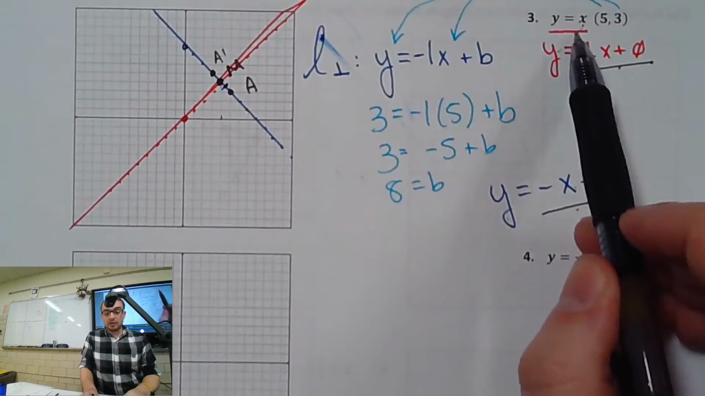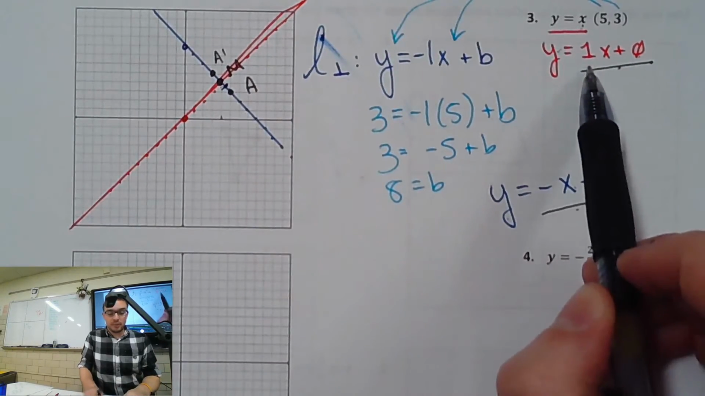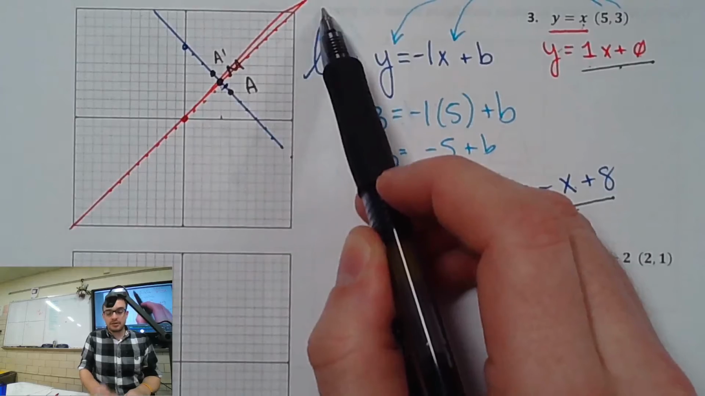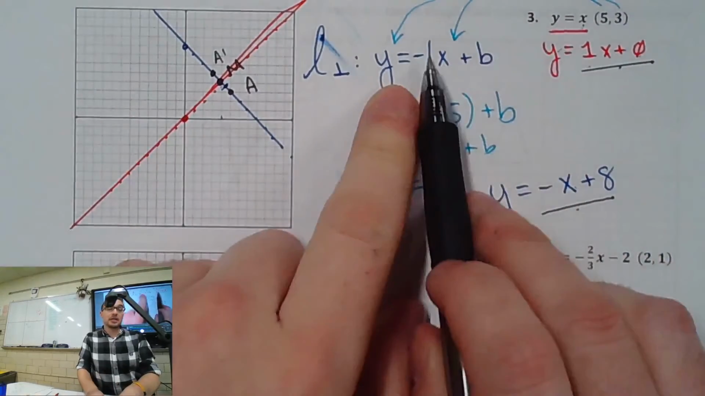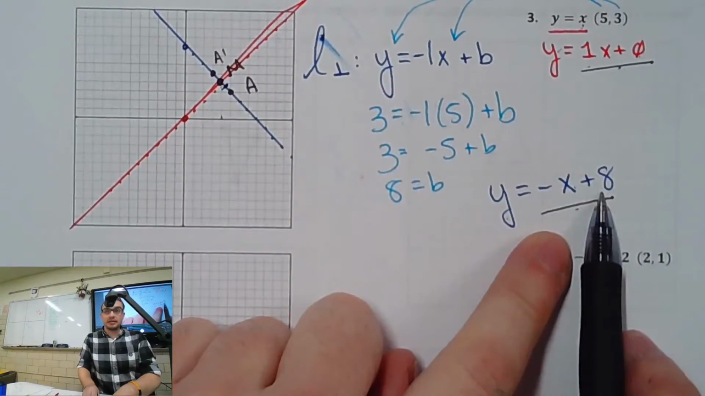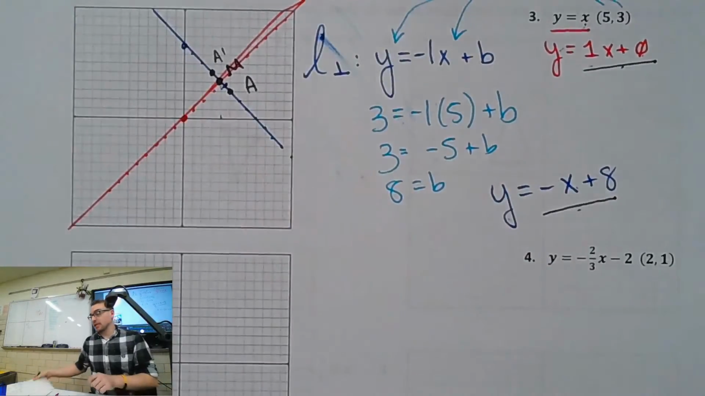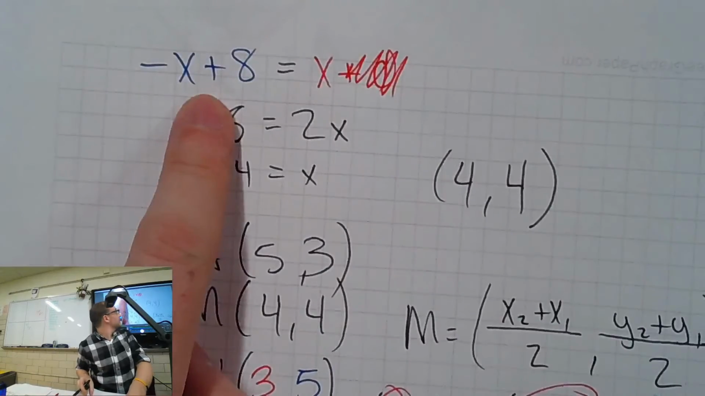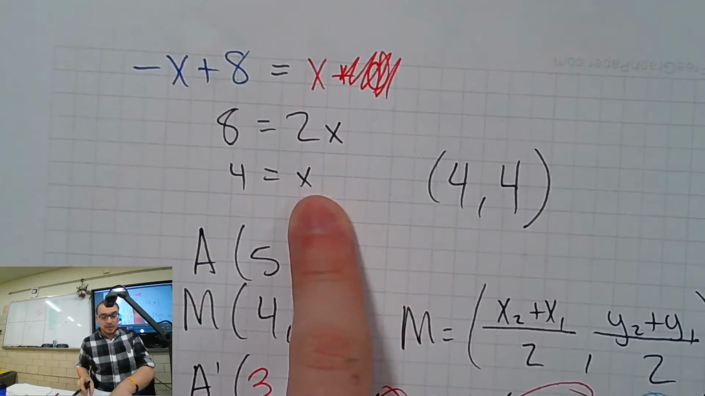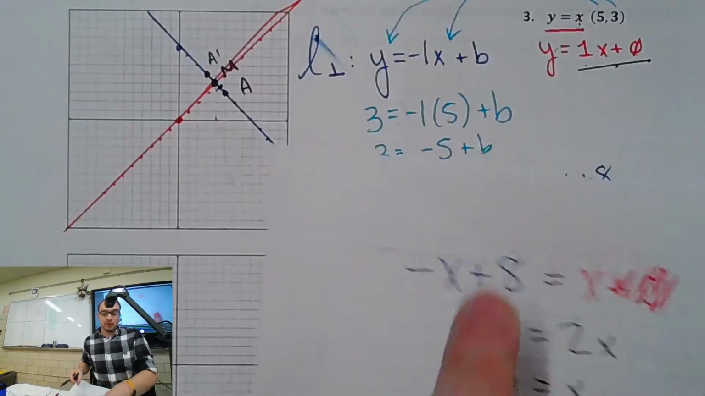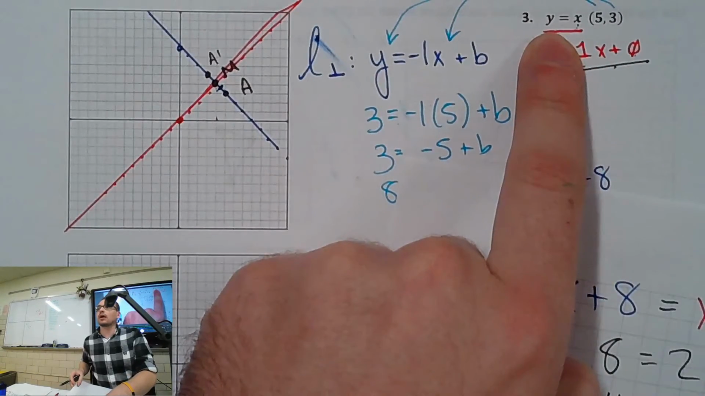We found the original line. We said, look, y-intercept at 0, slope of 1. There it is. We found the perpendicular line by flipping and negating the slope, then solving for b. We plug the point in, right? We graphed that one. We found where they intersect by setting them equal to each other and solving for x. Then we found y. It happened to be the same thing, right? When we plug in 4 for x, we get 4 for y.